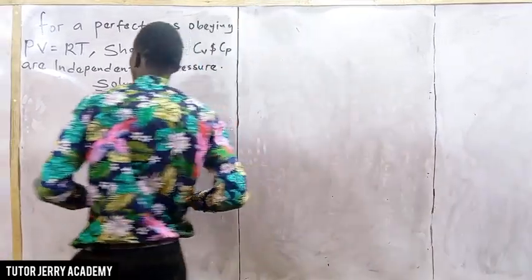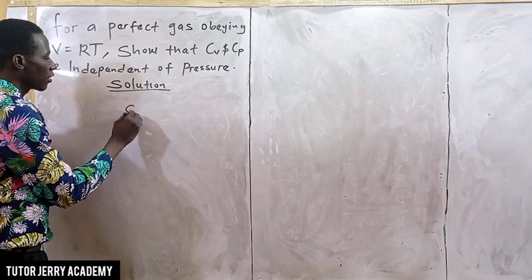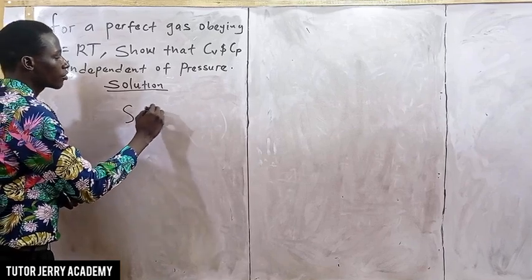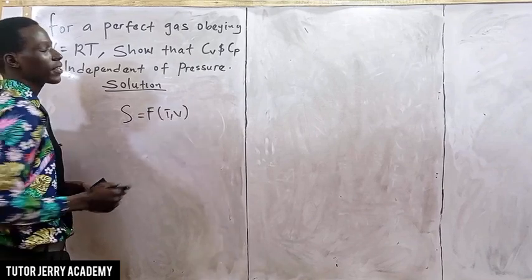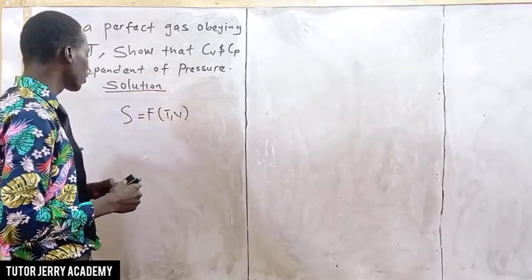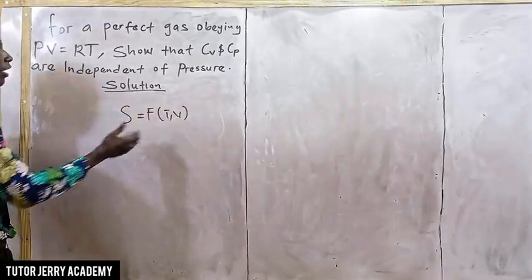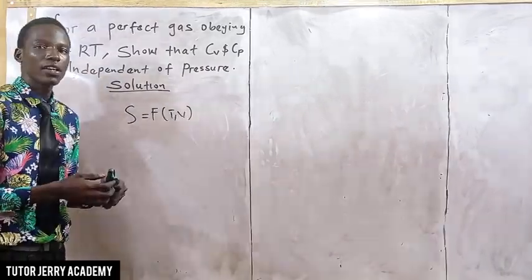So now, we know that we can express entropy S to be equal to a function of temperature and volume. If we do that, we can also express this equation by taking the partial derivative.